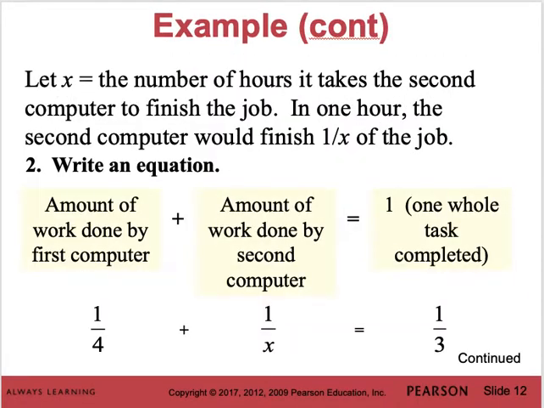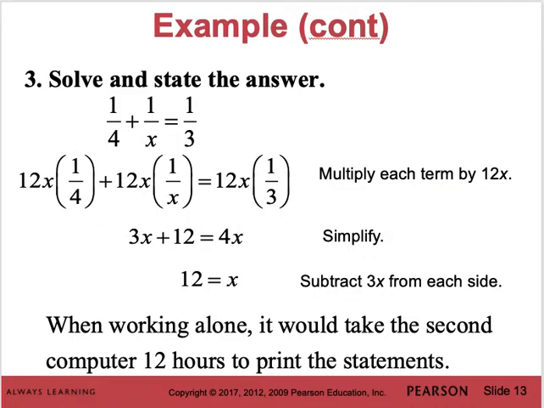So let's let X equal the number of hours it takes the second computer to finish the job. In 1 hour, the second computer would finish 1/X of the job. So let's write an equation. Amount of work done by the first computer was 1/4, plus the amount of work done by the second computer is 1/X, equals the whole task completed, which is 1/3. Let's solve and state an answer.